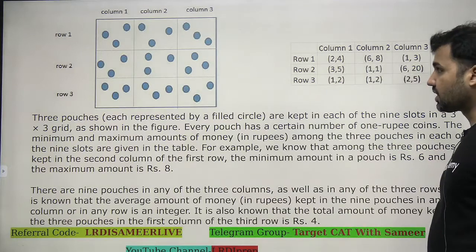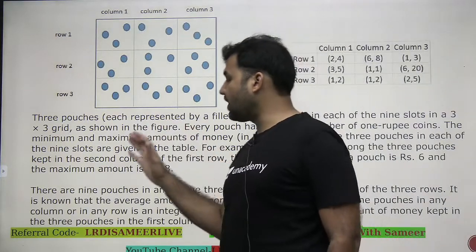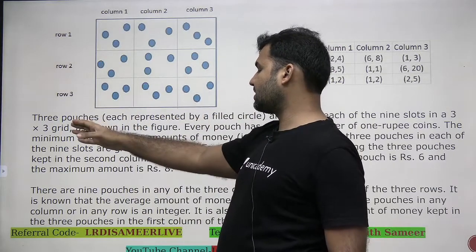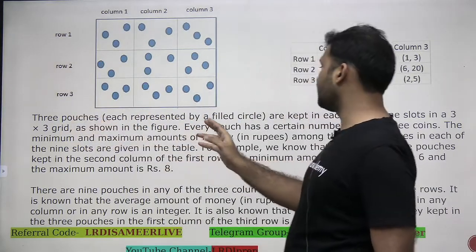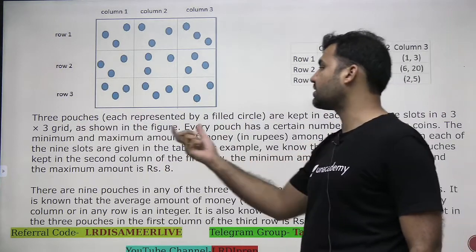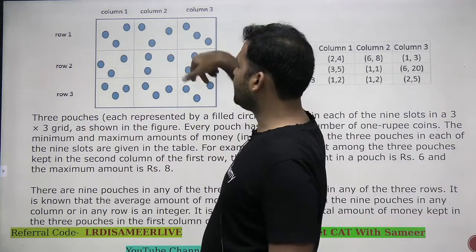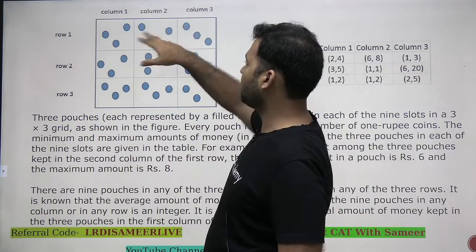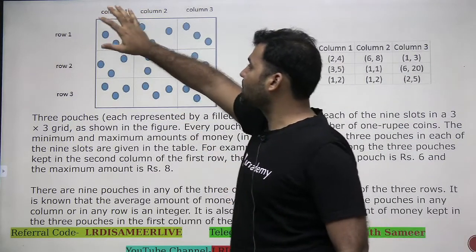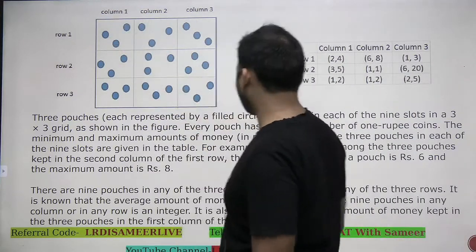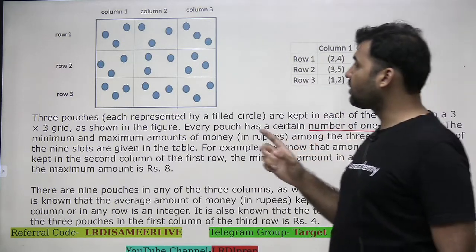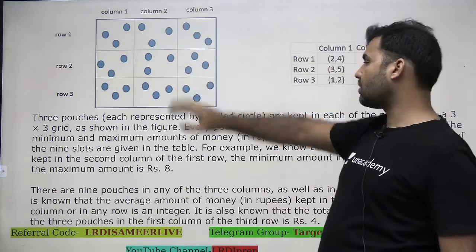Let's have a look at the puzzle here, guys. So what we have in this is a matrix of 3 into 3 given here, and the explanation is like this. The 3 pouches, each represented by a filled circle, are kept in each of the 9 slots in a 3 into 3 grid as shown in the figure. So we have a 3 into 3 grid, right? Column 1, column 2, column 3, row 1, row 2, and row 3, right? And in every cell, 3 pouches are kept. Every pouch has a certain number of 1 rupee coins. Each of the pouches has some number of 1 rupee coins. We don't know that number.